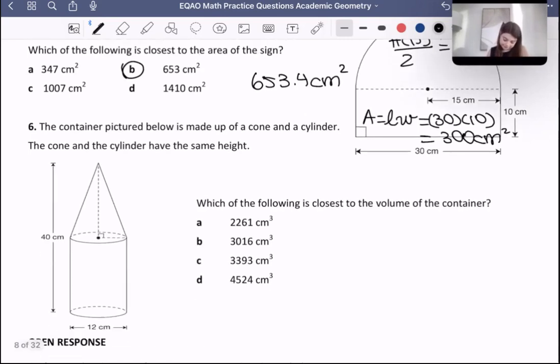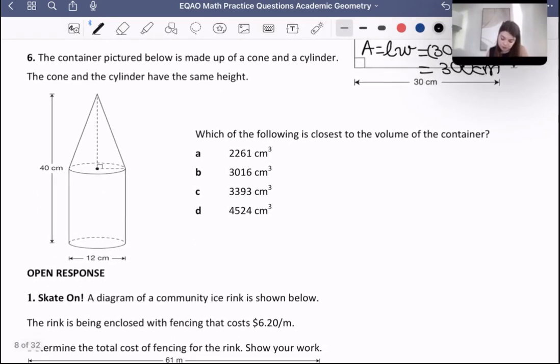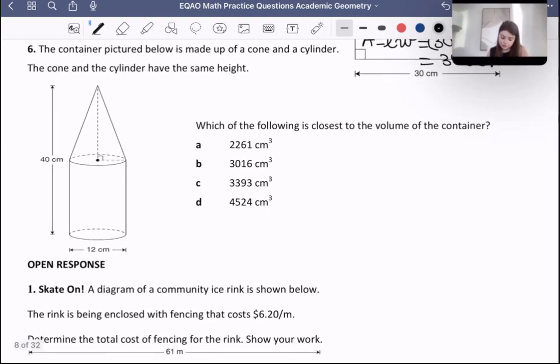Okay. This next one says, the container pictured below is made up of a cylinder and a cone. The cone and cylinder have the same height. Which of the following is closest to the volume of the container in total? Okay, so first of all, if they have the same height and the total height of both is 40, that means the height individually for each one is 20, right? And since the diameter is 12, that means the radius is 6.